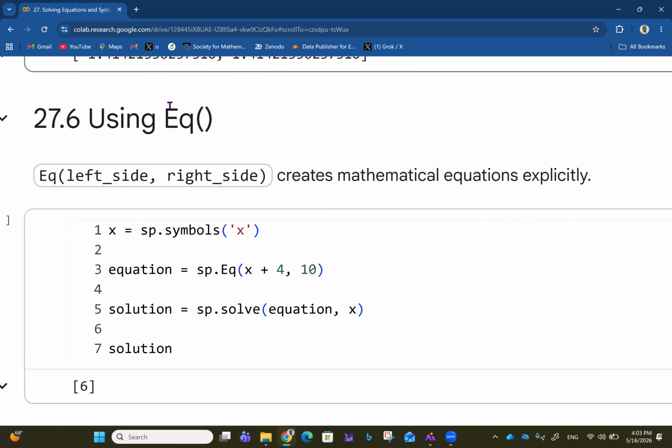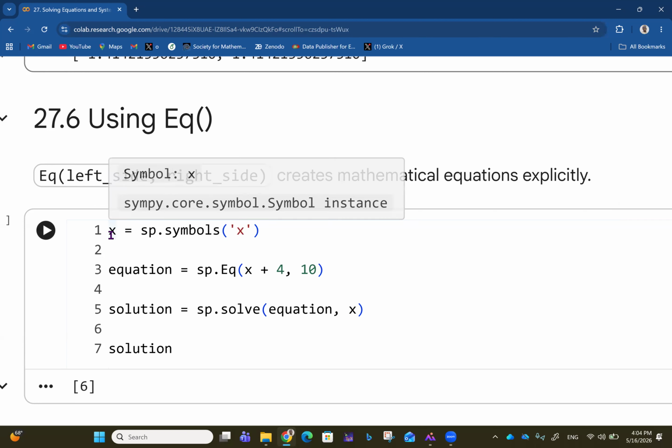Now, the next thing we want to look at, we've already seen this, is using Eq. Eq, open and close brackets. So Eq(left side, right side) creates mathematical equations explicitly, with the left-hand side being the left side of the equation and the right-hand side being the right side of the equation. Like when you have x plus 4 equals 10, the left-hand side is x plus 4, and the right-hand side is equal to 10. So again, you can create your symbols.